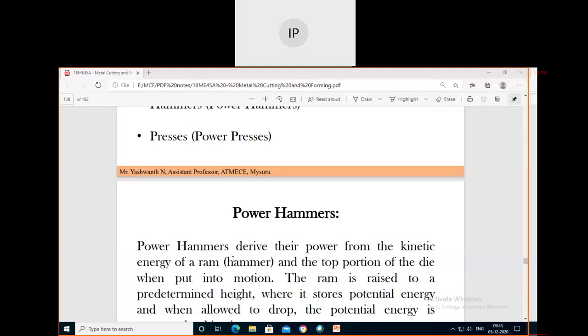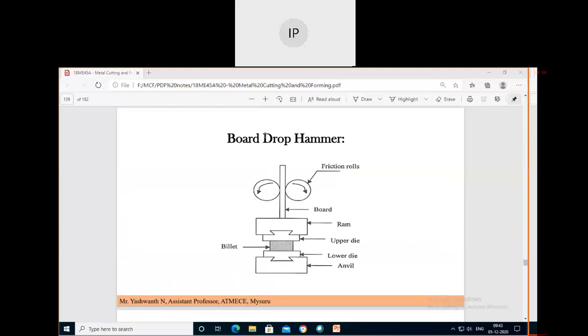See, last class we discussed the types of hammer machines. The first one is the board drop hammer. If you see the working principle of the board drop hammer, at the bottom you have the anvil. The anvil is attached to the lower die. On the lower die, you place the heated metal, which we call the billet here. Above, this reciprocating bar is connected to the ram, and the ram holds the upper die. All this mechanism moves with the help of friction rolls. Repeatedly it hits the heated workpiece to get the required size and shape. This is the board drop hammer.